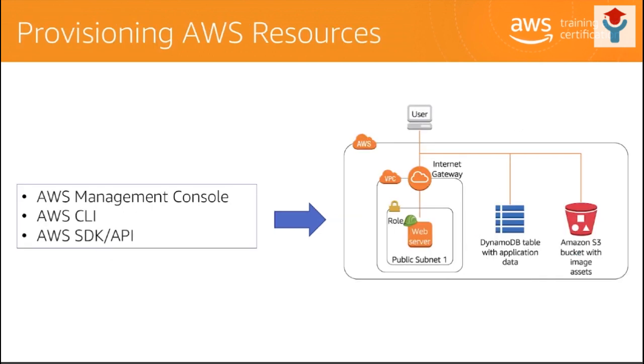Using one of the three methods, we can construct virtual environments for our workloads. We use API calls such as create VPC to construct a virtual private cloud, or launch instances to create a new EC2 instance. In this example, we have an application running on an EC2 instance in a single subnet within a VPC. The application calls a DynamoDB table and uses an S3 bucket.